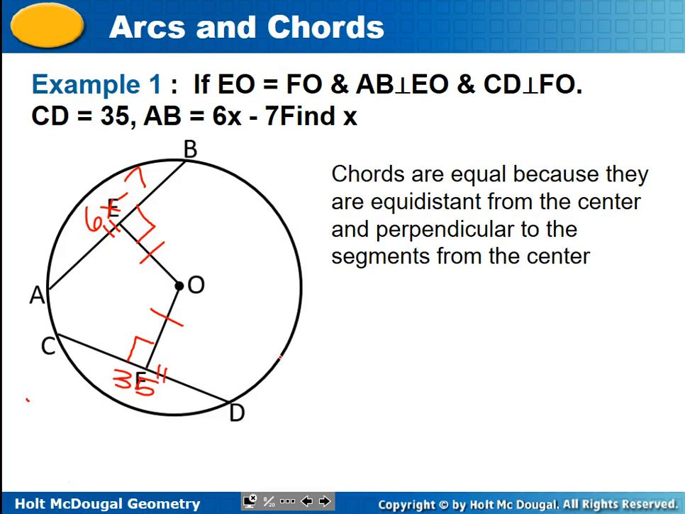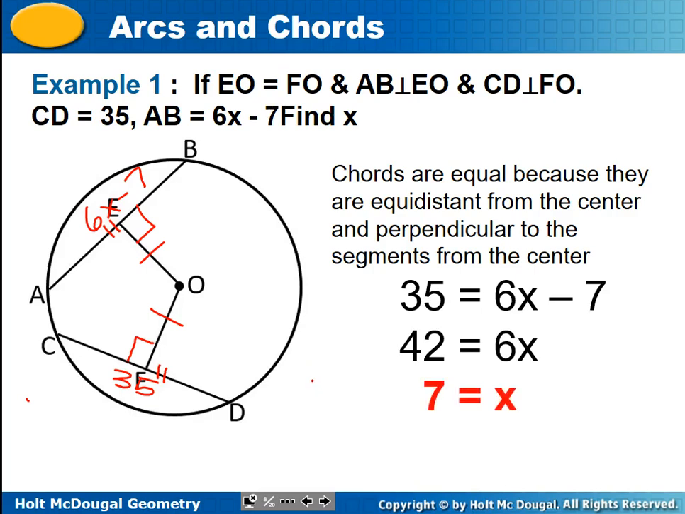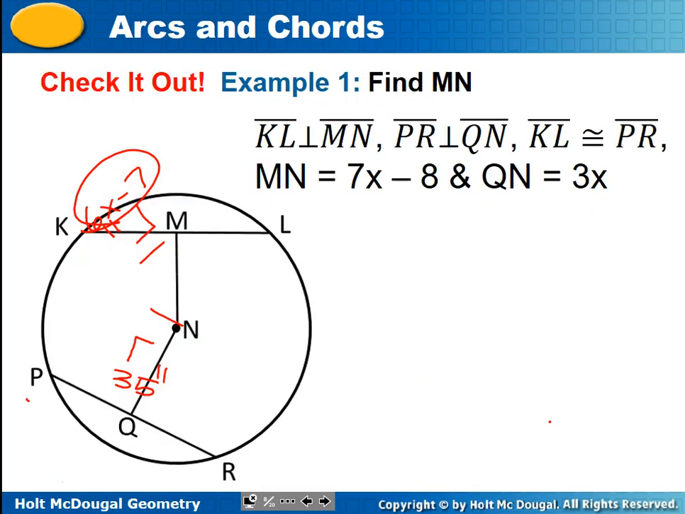chords are congruent. So when we do that, we're going to set the two equations equal to each other. We're going to add the 7 to both sides, divide both sides by 6. So x is equal to 7 here. Now the way I can make sure this is right is I can plug that back up here into this equation. 6 times 7 is 42. 42 minus 7 is 35. And those two, AB and CD, should both be 35. And if they're not, then I know I made an error somewhere.